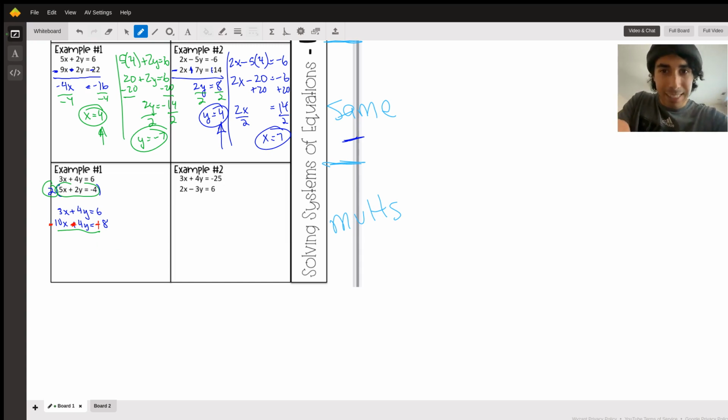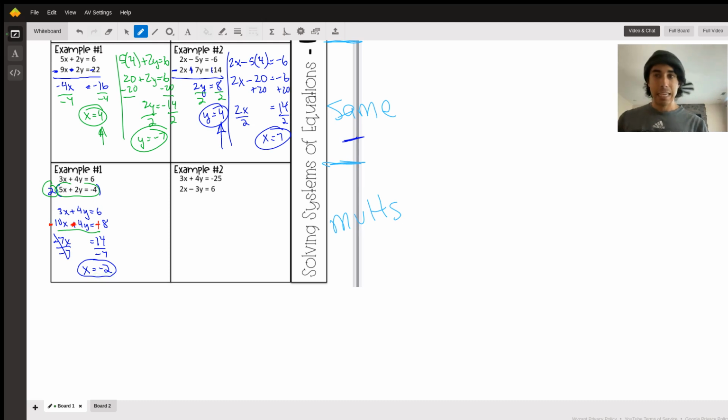So we got 3x minus 10x is going to be negative 7x. 4y minus 4y, that's our key right there. See what we did? We eliminated the y. And then 6 plus 8 is 14. And then once again, we can go ahead, solve for x. Divide by negative 7 on both sides, and you'll get x equals negative 2.